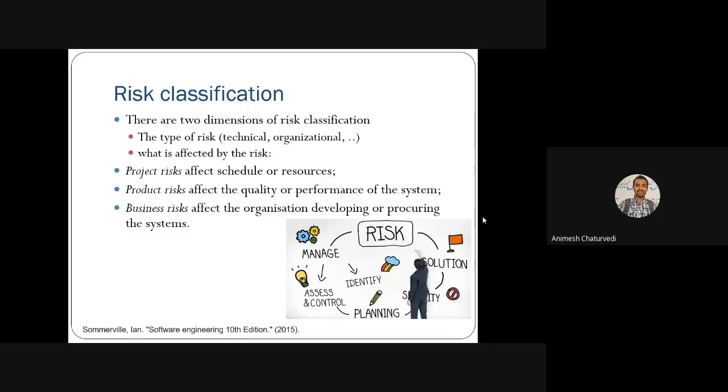In the project risk, resources or schedules of the project would be affected. In the product risk, the quality and performance of the system would be affected. In the business risk, the organization that is developing that product or system would be affected.